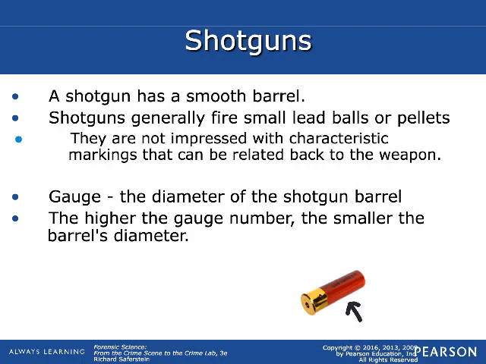Now with shotguns, when they talk about gauge, the gauge is the diameter of the shotgun barrel. The higher the gauge number, the smaller the barrel's diameter. So 28 gauge has a really small barrel, whereas 12 gauge has a bigger barrel.